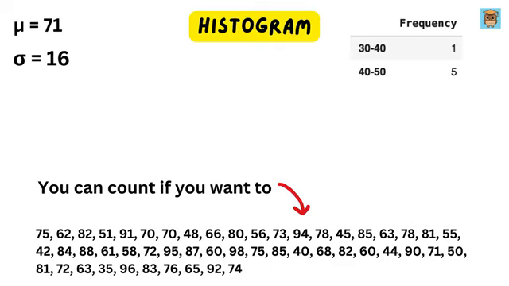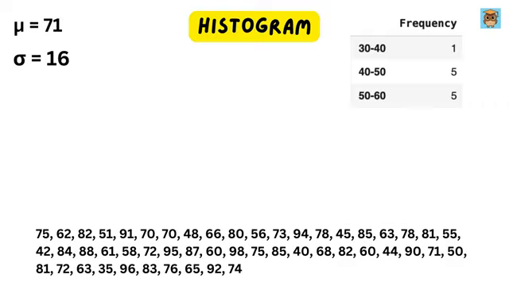As we move higher, we see that 5 students fall within the 50 to 60 range. The most common scores are between 60 and 90, where between 60 and 70 we have 9 students, between 70 and 80 we have 12, and between 80 and 90 we have 11 students. As we go even higher, only 7 students achieved marks in the 90 to 100 range.